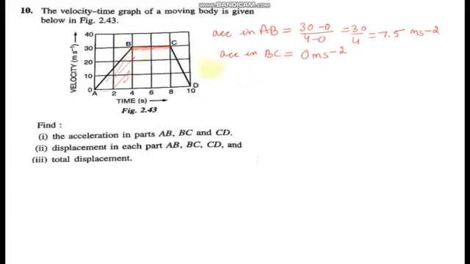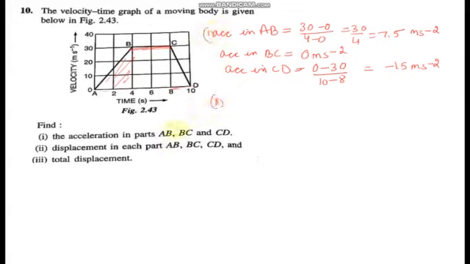Then comes CD. What is the acceleration in CD? In CD the body is moving from C to D, isn't it? So for the slope, what is the perpendicular distance? 0 to 30. And what is the time taken? This is the time in which the body has moved from C to D, that is 10 minus 8, so it is equal to minus 15 meter per second square. That is the acceleration. Next we have to find out the displacement.